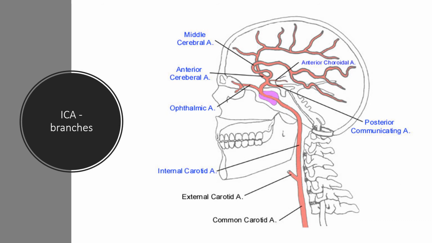Anterior choroidal artery. The anterior choroidal artery is a long, slender branch which arises just distal to the origin of the posterior communicating artery. It courses backwards along the optic tract to enter the inferior horn of the lateral ventricle through the choroid fissure to end in the choroid plexus of the lateral ventricle.